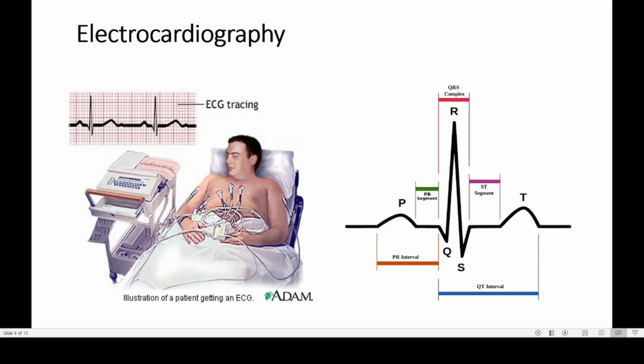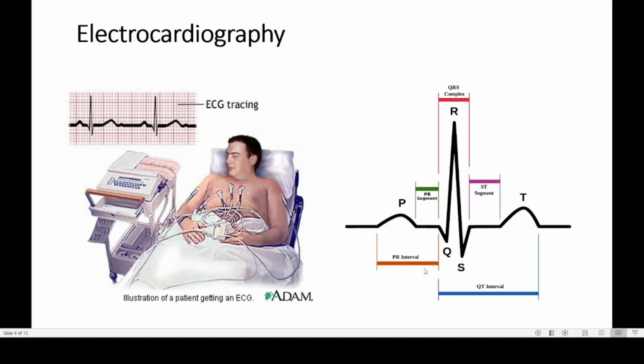Okay, you already have an idea of what ECG or electrocardiography is, because in your day-to-day life sometimes you have to come across this ECG, either for yourself or for your parents or grandparents. So everybody knows what ECG is. ECG is electrocardiography or electrocardiogram.